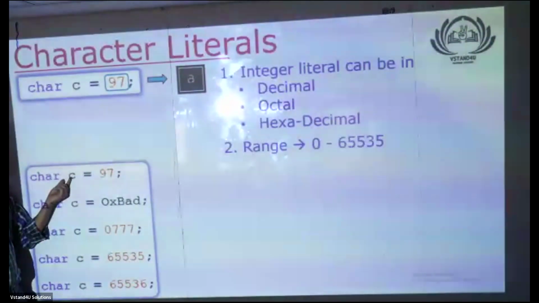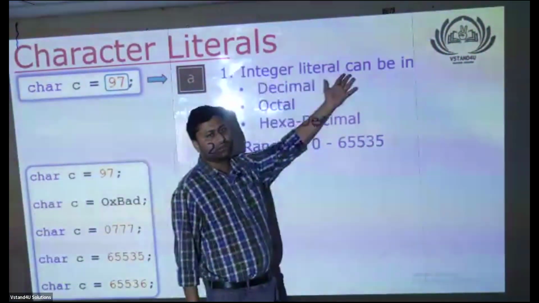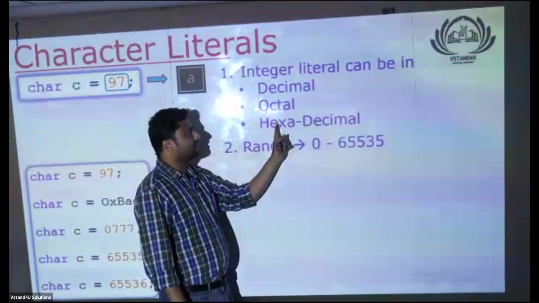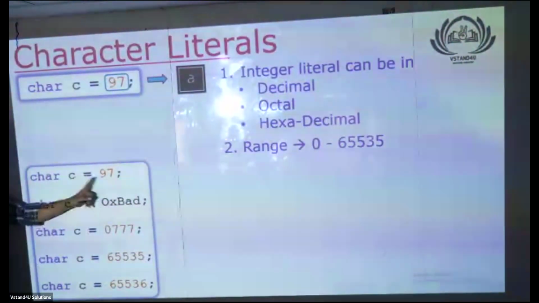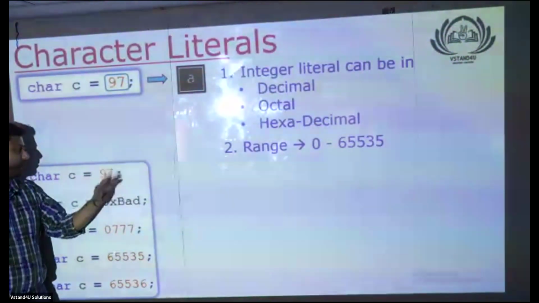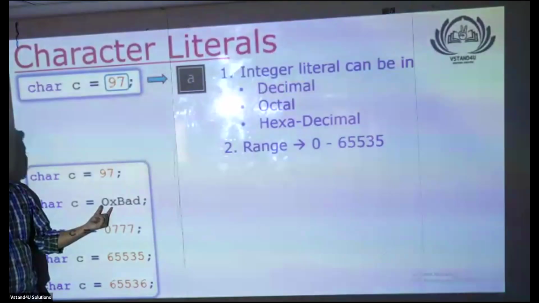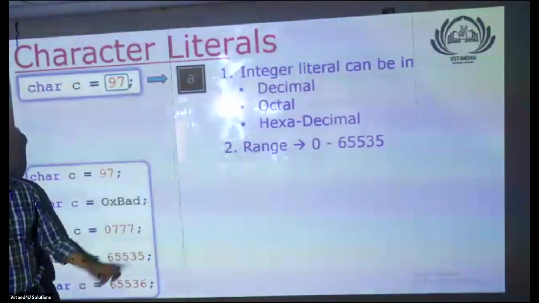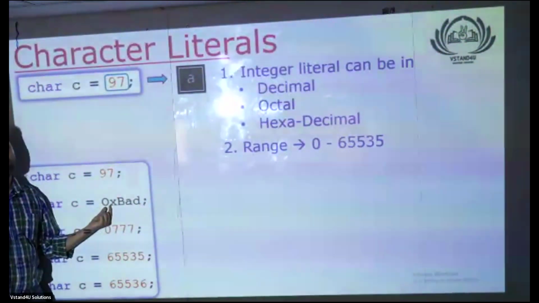97 means a, since it is an integral literal. Integral literal means it does not have a decimal part. Can I write them as decimal, octal, hexadecimal? Yes or no? Similarly, apply the logic over here. char c equal to 97, decimal format. Is it in the range? Yes, allowed, no problem. Now hexadecimal, 0x, because a decimal part is not there. That means integral value, and integral value means hexadecimal is supported.